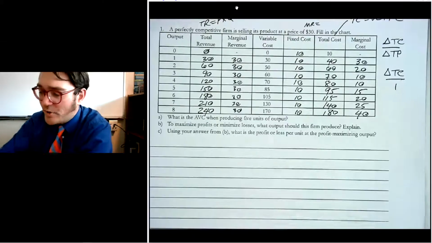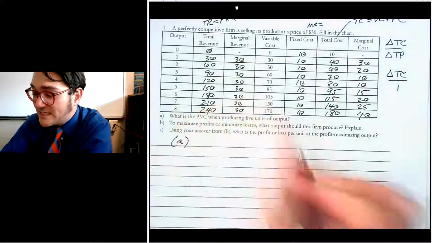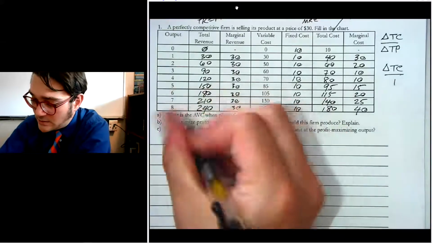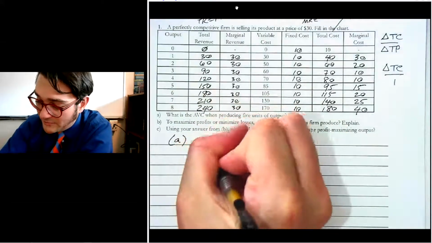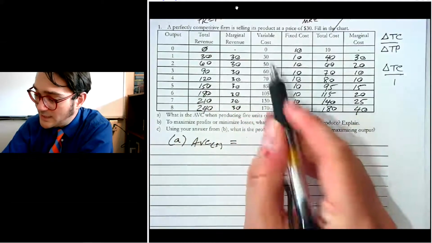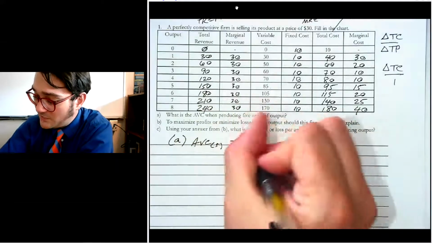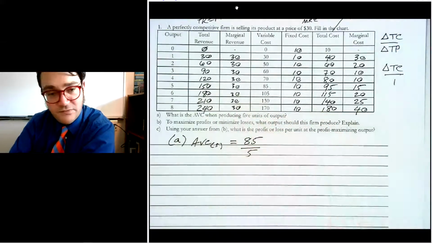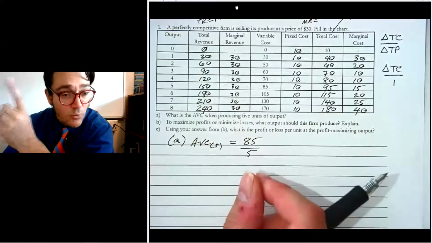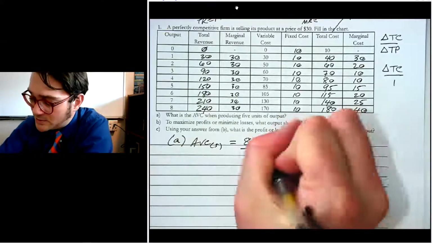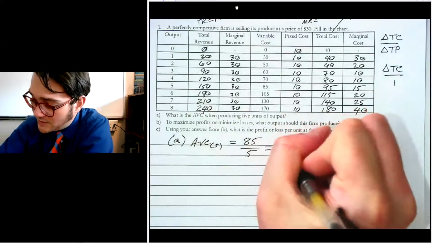Okay, now part A says, what's the AVC when producing 5 units of output? We have to know the variable cost. AVC at 5 is the total variable cost, which at 5 units is 85, over the quantity, which is 5. So 85 over 5. 5 goes into 8 one time, 3 left over, 35. 5 goes into 35 7 times. So that would be $17.